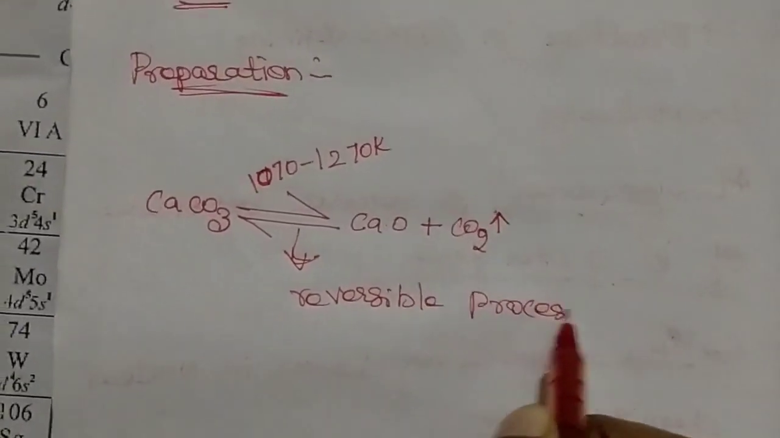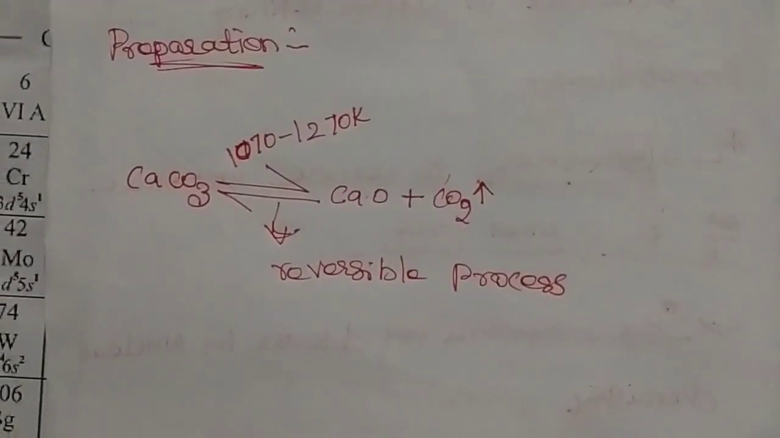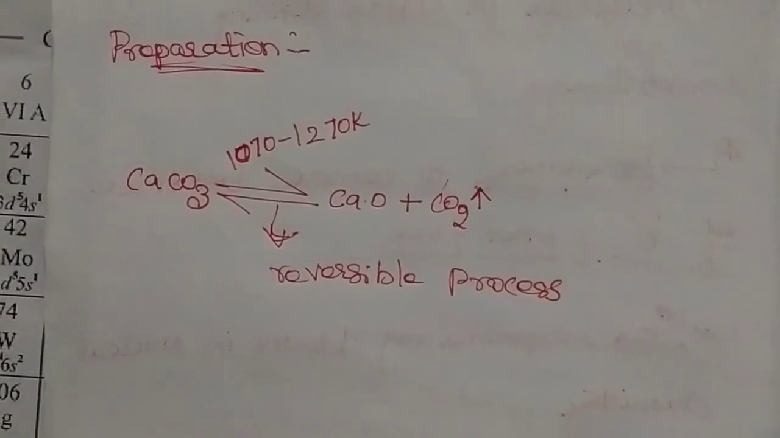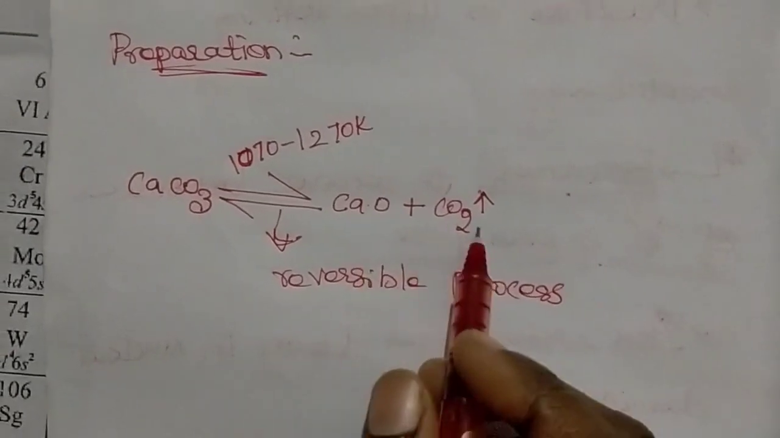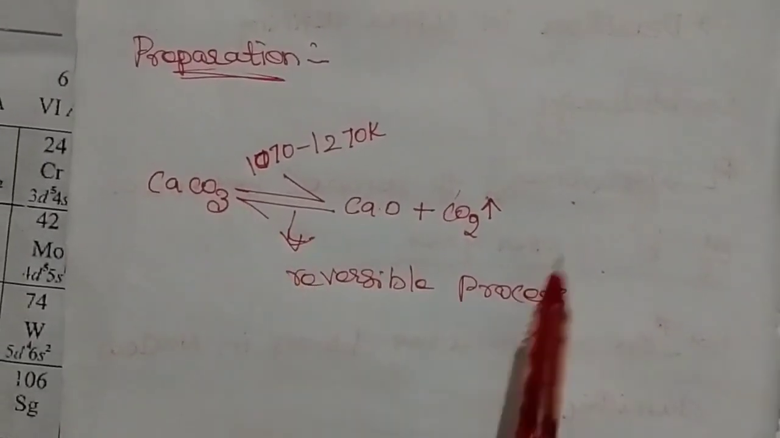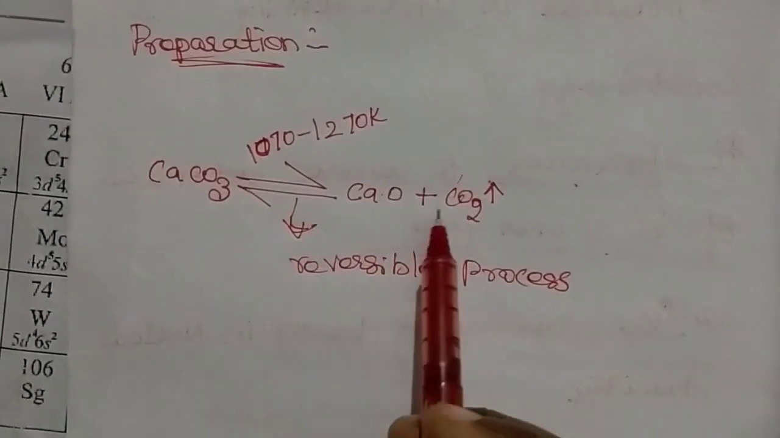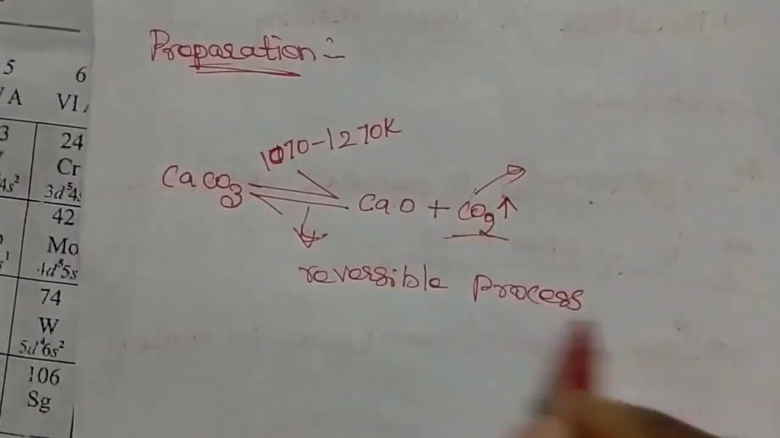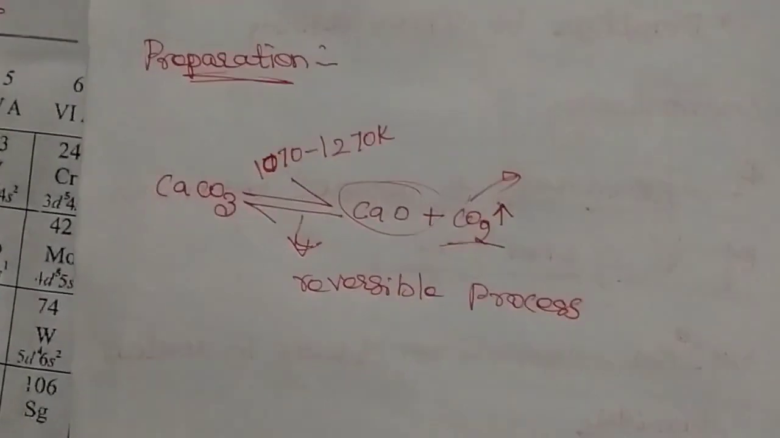When calcium carbonate is heated to 1070 to 1270 Kelvin, it is a reversible process. If calcium oxide and carbon dioxide combine, they can produce calcium carbonate. That's why it's called a reversible process. So when the reaction forms carbon dioxide, it is immediately removed from the process, and you can easily get calcium oxide as a product.